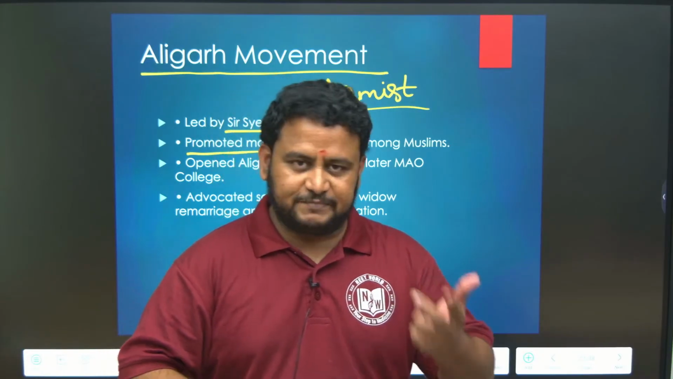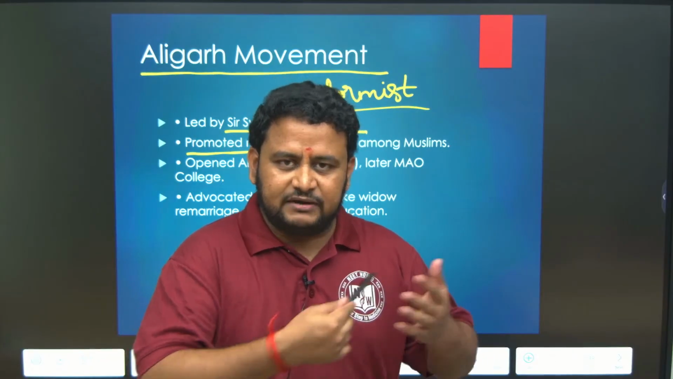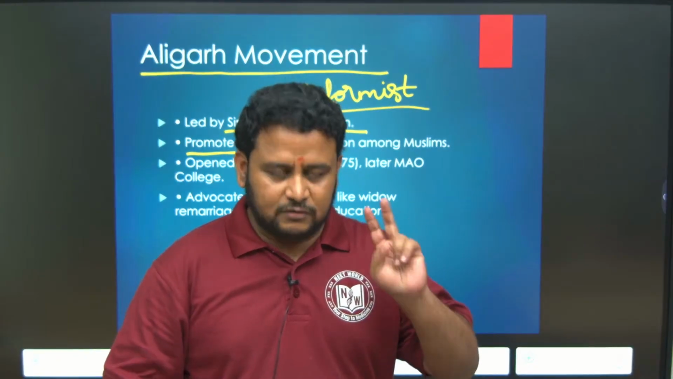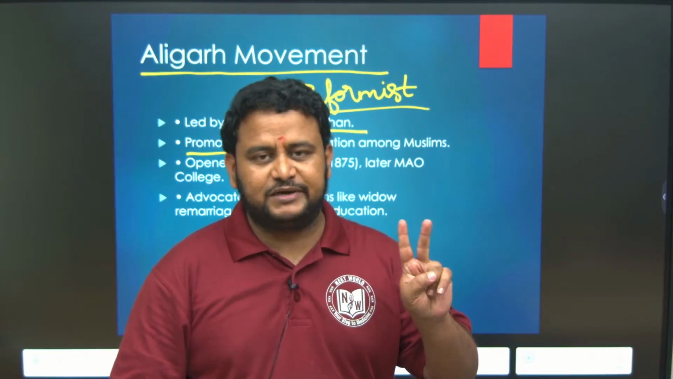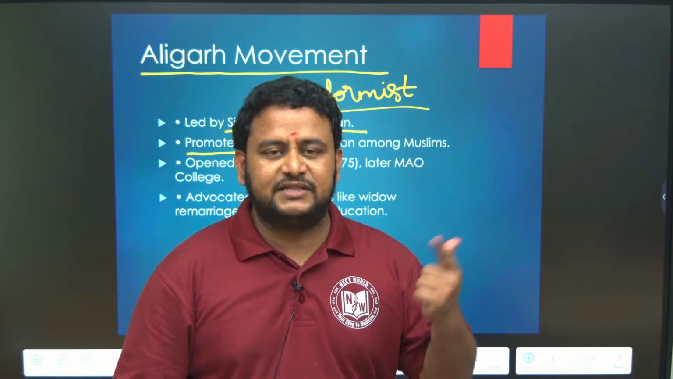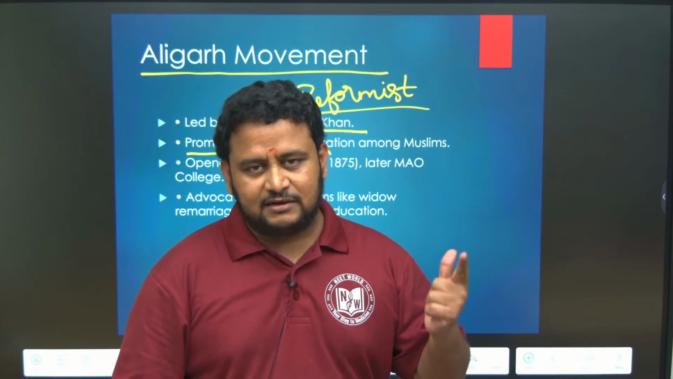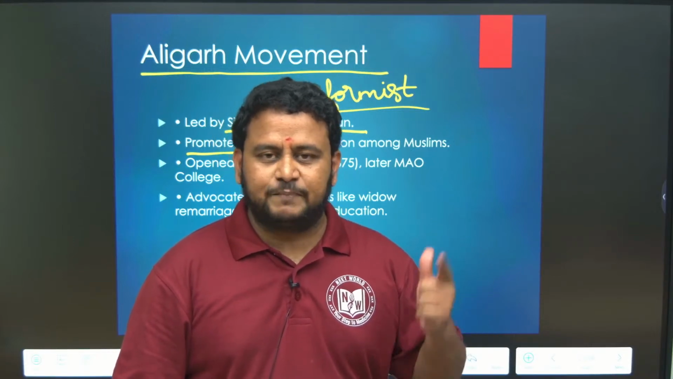When it comes to reformist, they wanted to mold Islam as per the modern needs and demands of the society. Two movements are important when it comes to reform: one is the Aligarh movement, another one is the Ahmadiyya movement. Ahmadiyya movement was by Mirza Ghulam Ahmad. He was against jihad. He promoted education and also opened schools and colleges.